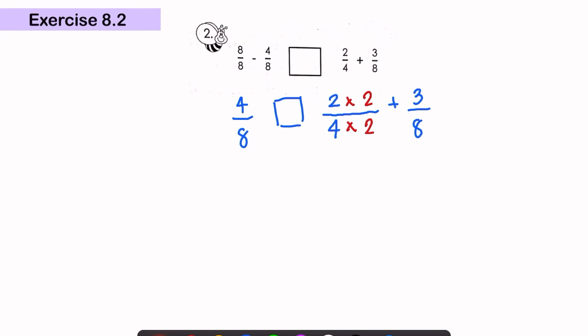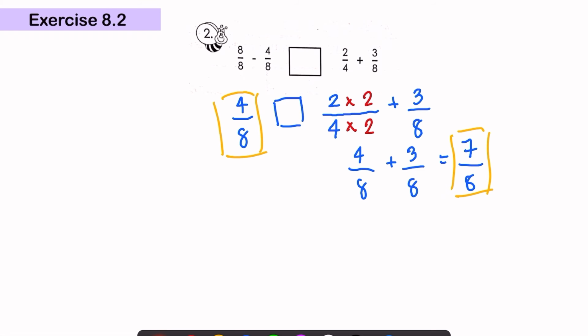So we have 4 over 8 plus 3 over 8. Okay, so now you can find the answer. The answer is 7 over 8. And then you need to compare these two fractions. Okay, we have 4 over 8, compare with 7 over 8.